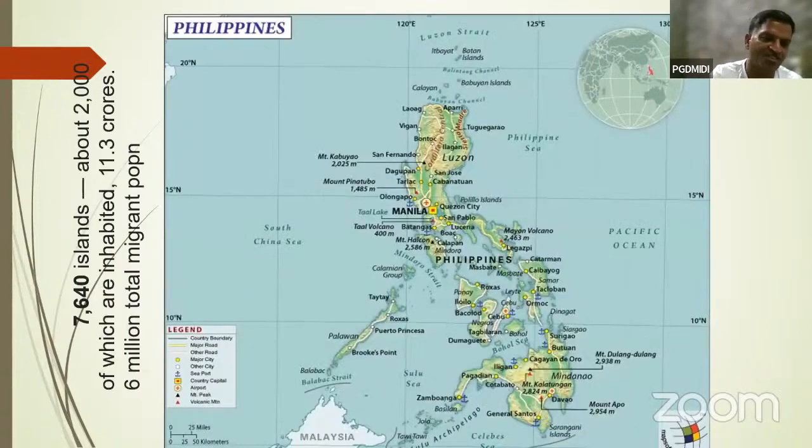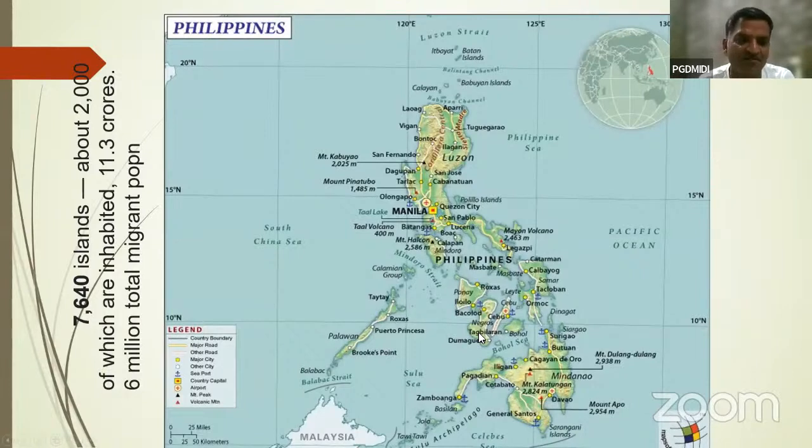You can see almost 7,640 islands, with people inhabiting about 2,000 of them, and a population of around 11.3 crore. Out of that, almost 6 million are migrants, which is a very high proportion.